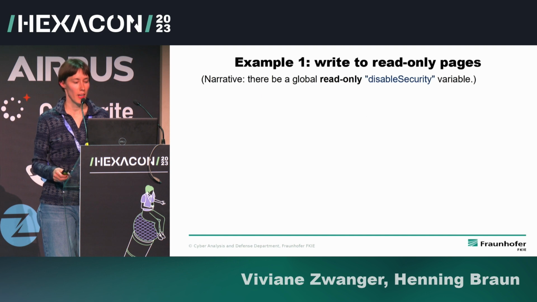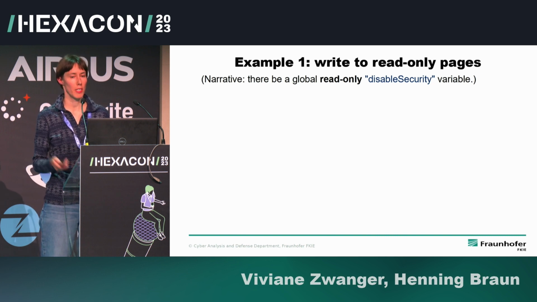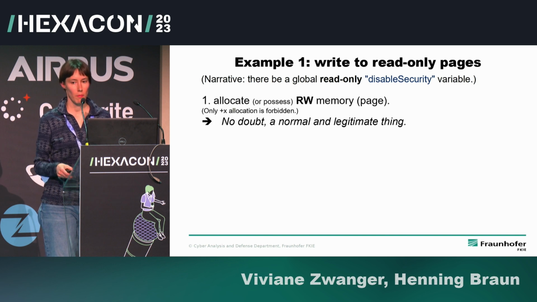So yeah, let's take a more practical example. Again, there might be a global read-only disable security variable. This is just a narrative, no real-world cases here. So, the disable security variable, and of course this variable is set to false. So security is not disabled. And remember, it's a kernel mode read-only page. No way we should be able to change it, but unfortunately we can. So first thing, get your read-write page. I suggest borrowing it, but you can also allocate it.